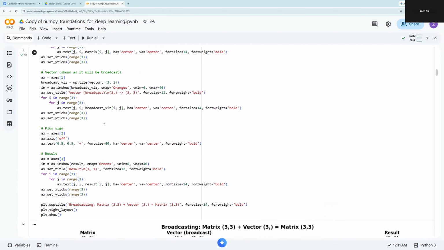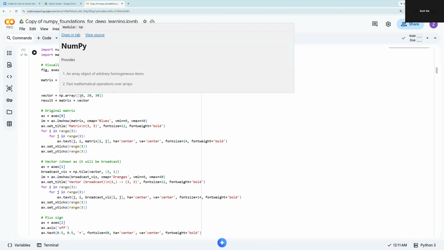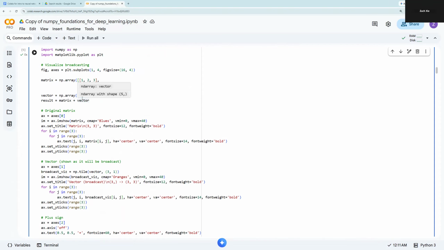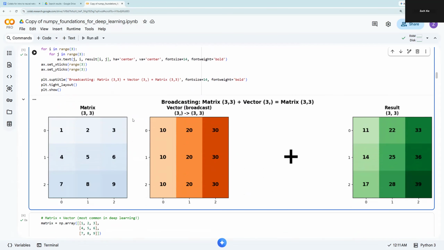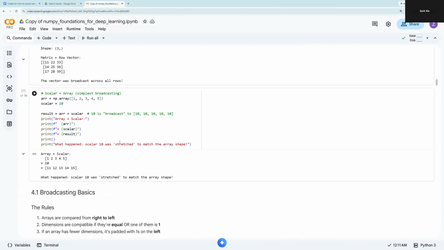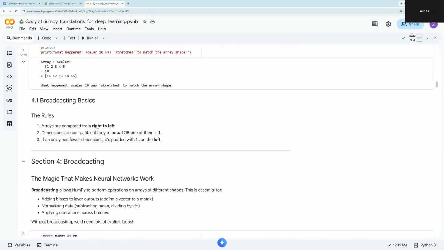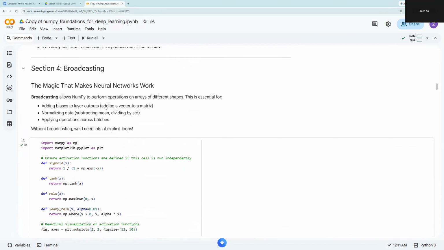So if we go back here and look at the operators, like I said, the bias matrix is a smaller dimension matrix. But when you perform the broadcasting, it automatically stretches to match the shape. So yeah, we have all those broadcasting examples.